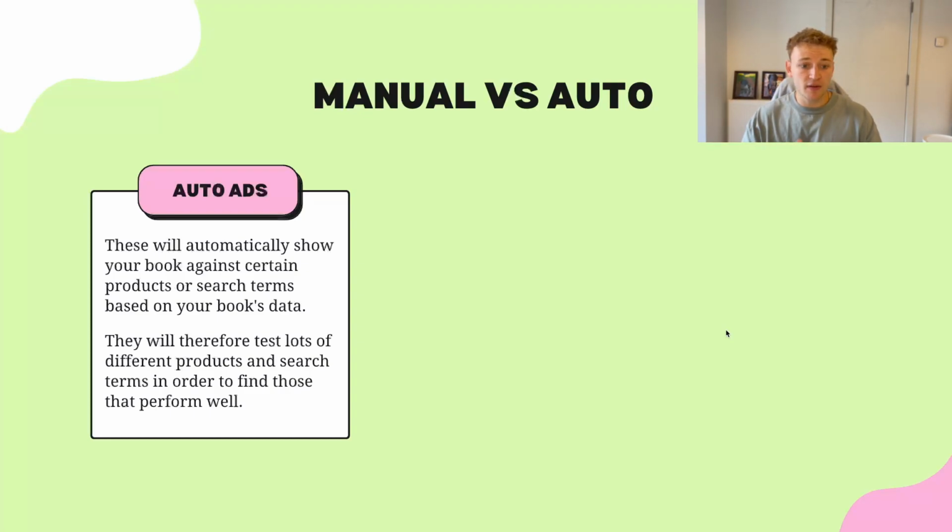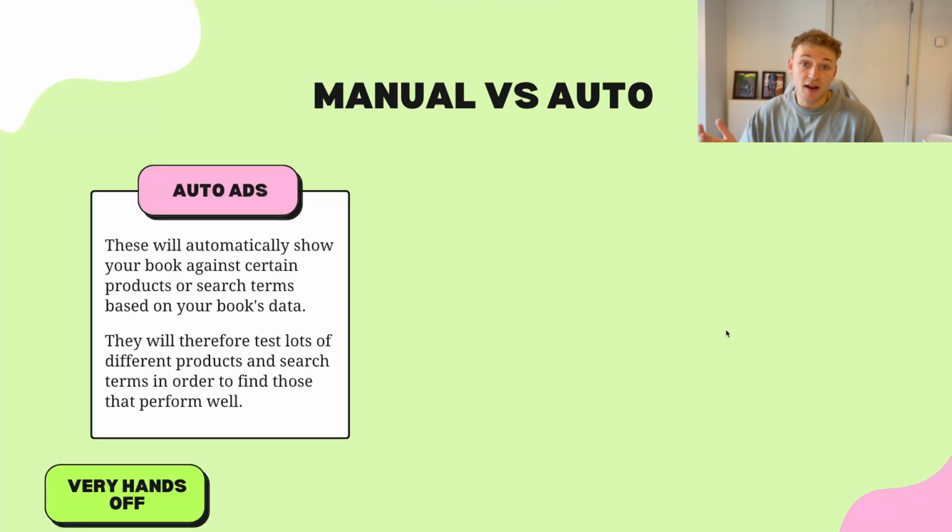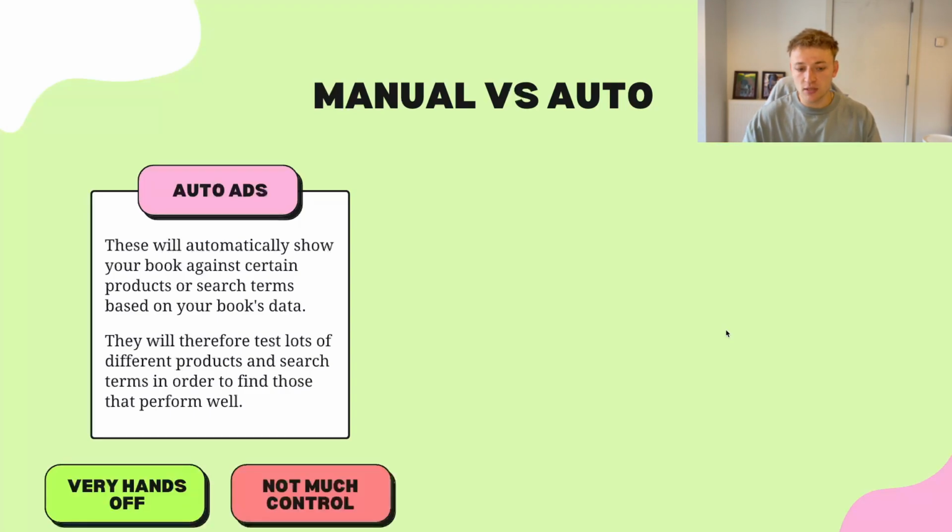It's very hands-off and very good if you are just starting out with your ads. Like I say, very hands-off. That's a really big benefit of having auto ads. The only issue with that is you don't have an awful lot of control. All you do is just set the ad up and then let it run and do its own thing. You're not specifically choosing exactly what products you're advertising against.